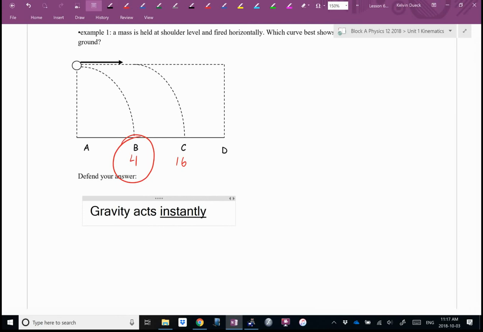If you're looking for an explanation, gravity acts instantly. There's no magic hovering for a while, and then the bullet starts to free fall. So those of you that picked B, well done.